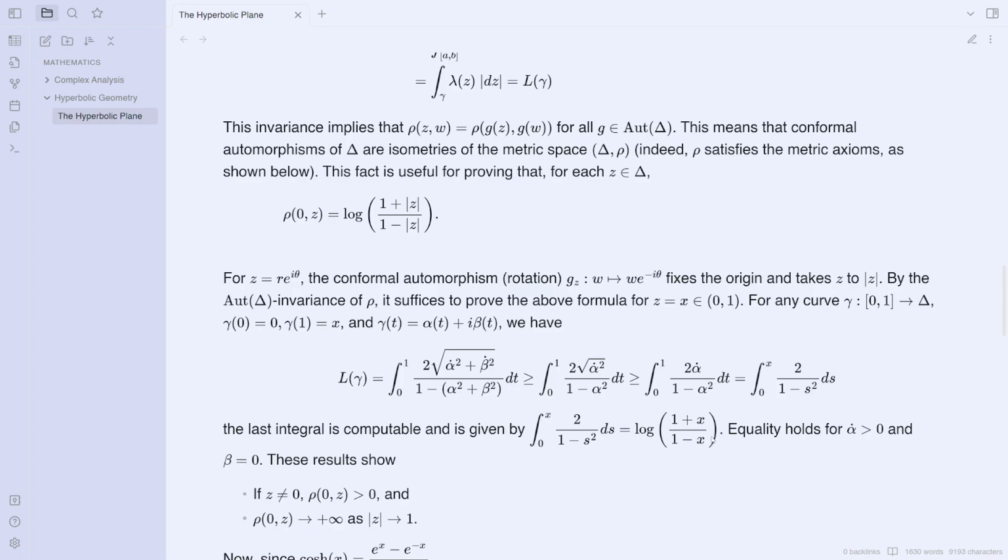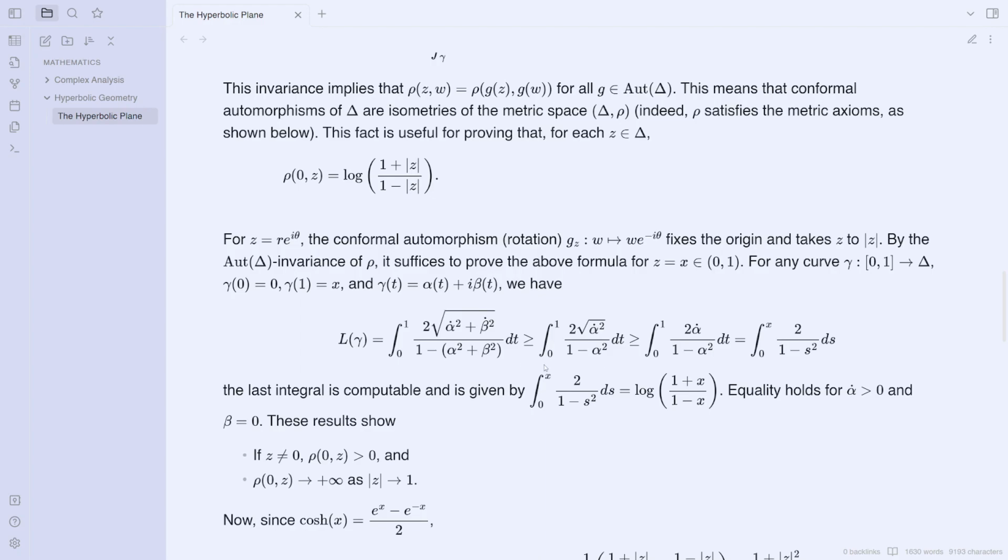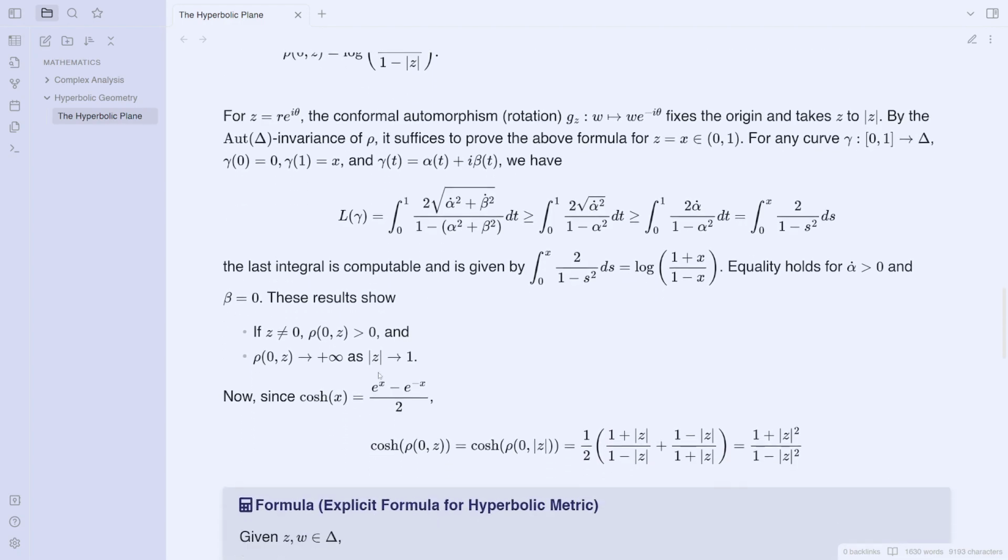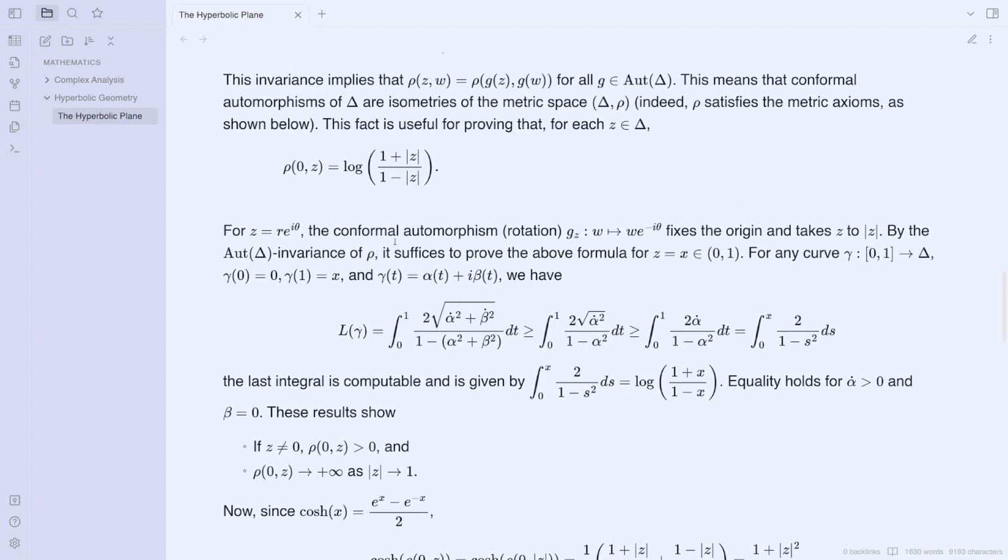Equality is going to hold when alpha dot, the time derivative of alpha, the real part of gamma, is greater than 0, and beta, the imaginary part, is equal to 0. And that makes sense conceptually. If I'm looking at a curve joining the origin with something on the x-axis, you want it to stay on the x-axis. So you get this equality here. So this proves this result.